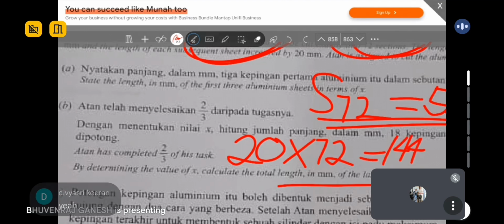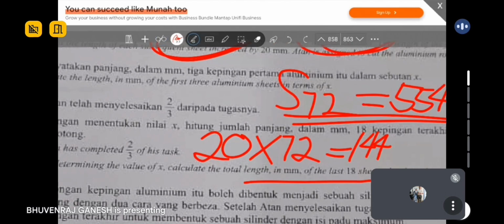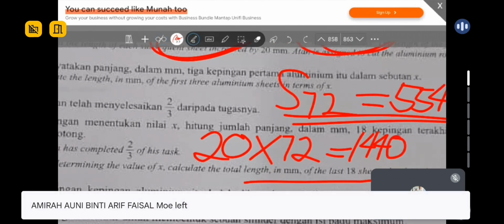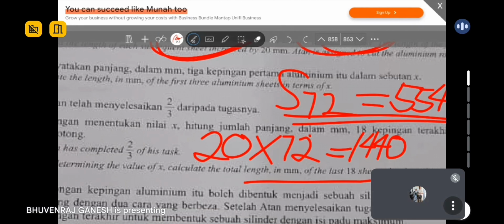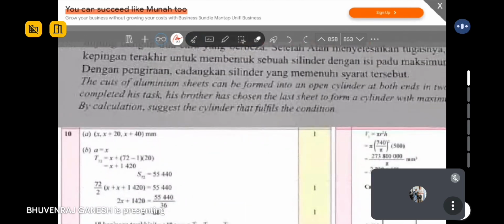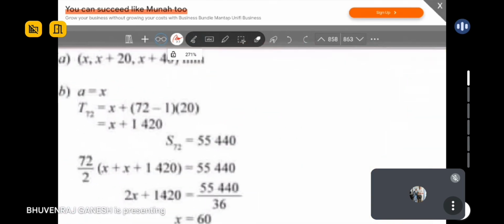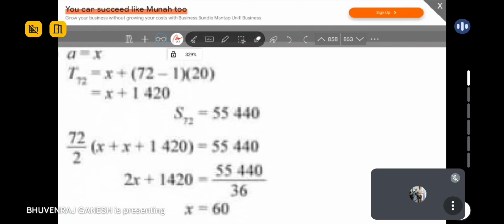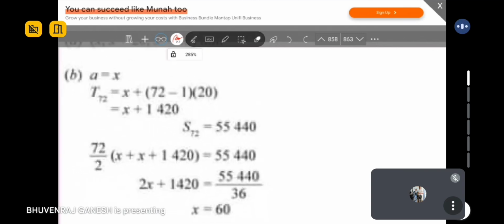The total common difference from the first until the 72nd. Because each one adds 20, so add 20, 72 times. 72 times, because you have 72 sheets. Okay? So you will get X equal to 60 after you solve. Okay, just solve the equation.